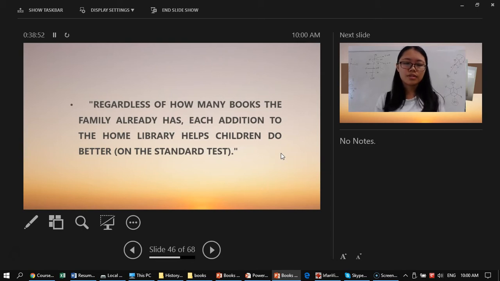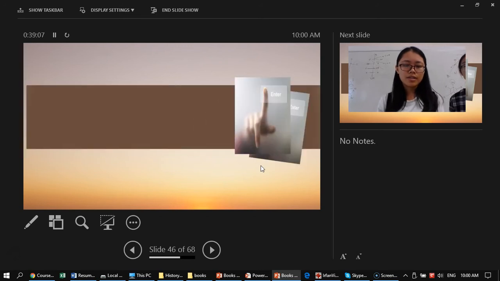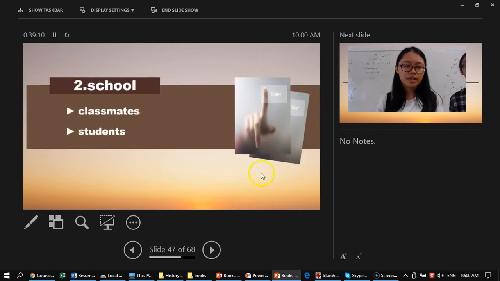And this research also shows that regardless of how many books the family already has, each addition to the home library helps children do better. And now here comes the second point, school. As you can see, reading books can influence other people, such as classmates. Books help to make the reader more empathic.